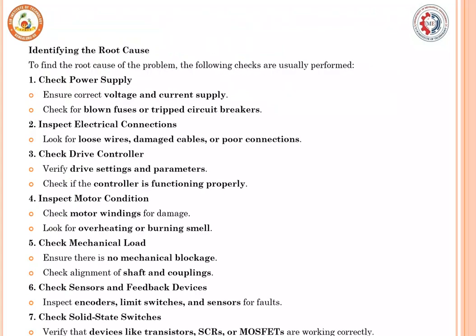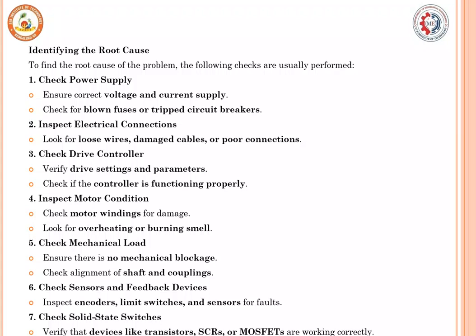To identify the root cause, first check the power supply. We have to ensure that the required voltage and current are supplied to the motor so that failure doesn't happen. Check for blown fuses or tripped circuit breakers. Inspect electrical connections, looking for loose wires, damaged cables or poor connections. Check the drive controller, verify drive settings and parameters, and check that the controller is functioning properly.